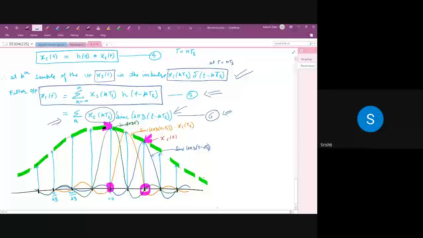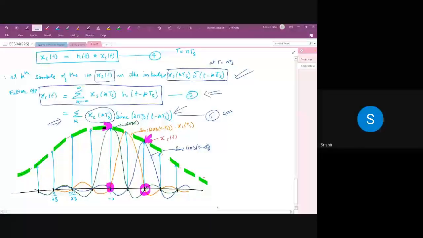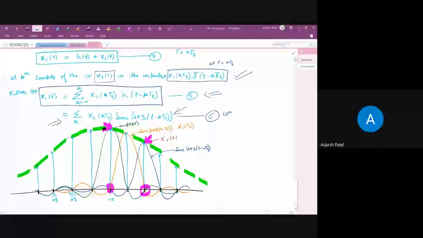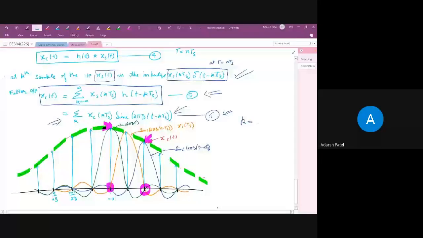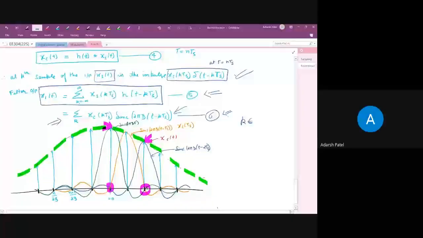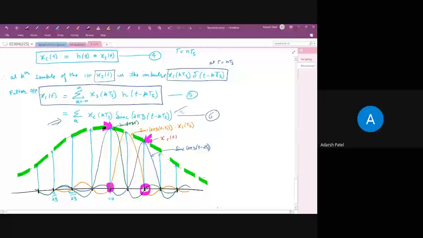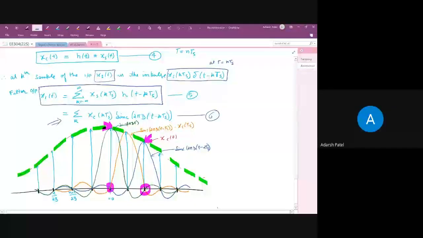Okay, sir. So you're saying that even if you don't write delta of t minus kT_s, it will be the same thing because k is an integer value here. Yes, because k belongs to the integers from minus infinity to plus infinity. It won't change anything. I hope that is clear. Any further questions?